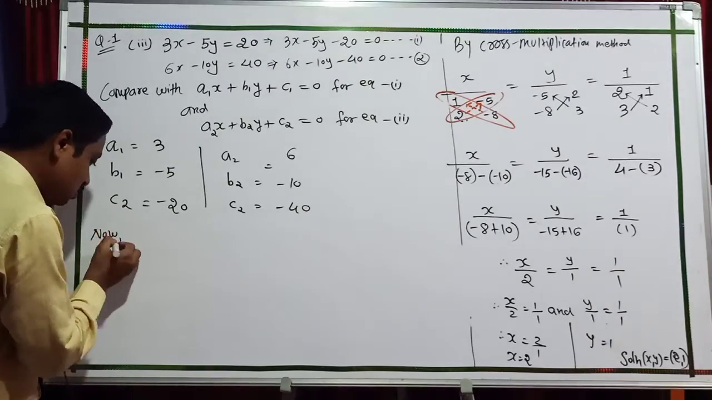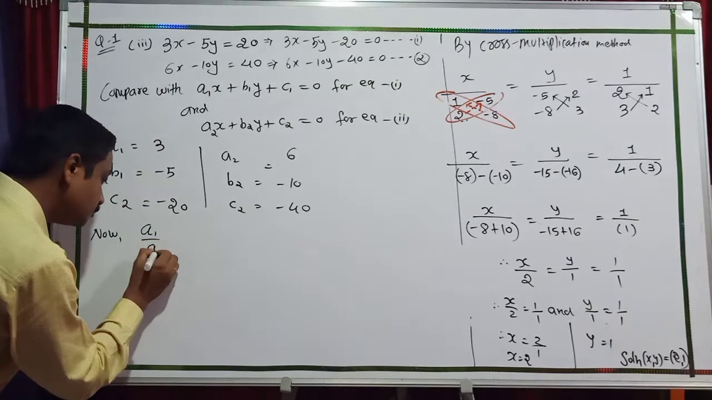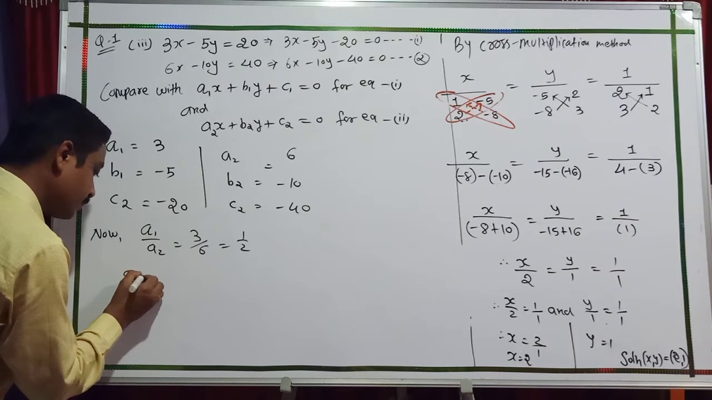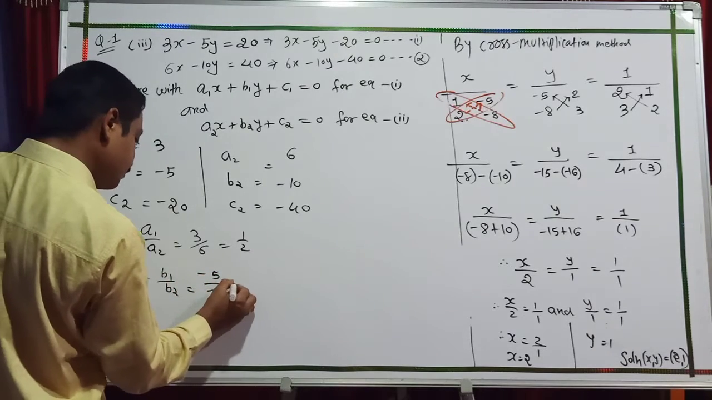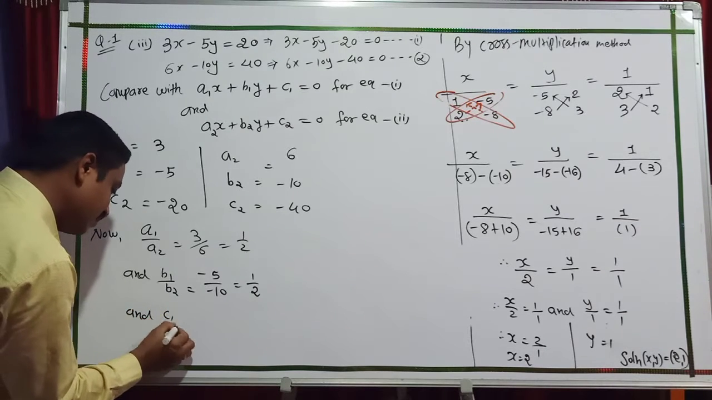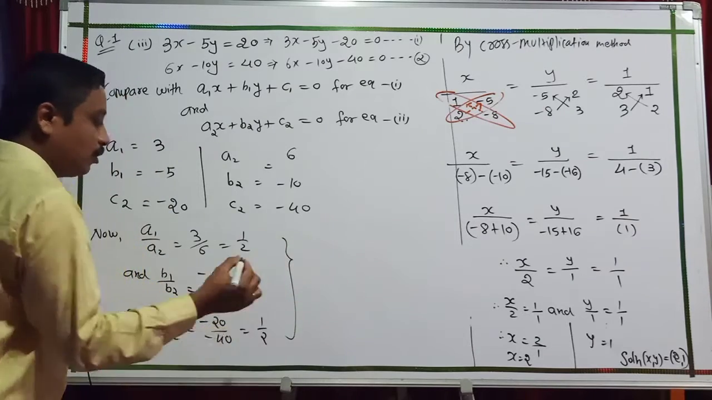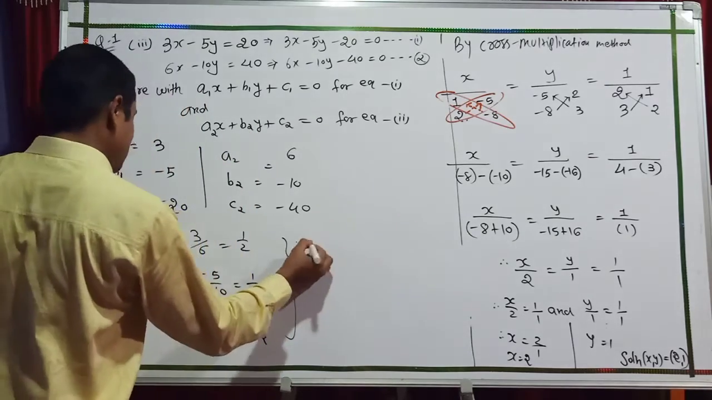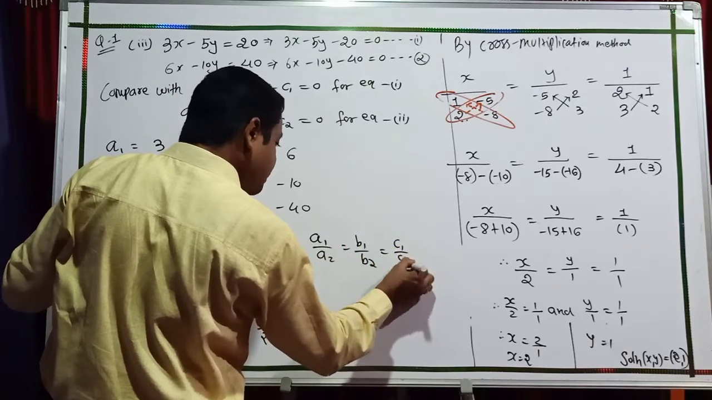Now students, you just check our conditions. So first condition: a1 by a2, it is 3 by 6, half. Similarly, b1 by b2, it is minus 5 by minus 10. This also half. Yes, it is same. And last one, c1 by c2, it is minus 20 by minus 40. This also half. Oh, all are equal. So which condition? It is the third condition. Yes. So a1 by a2 is equal to b1 by b2 is equal to c1 by c2.